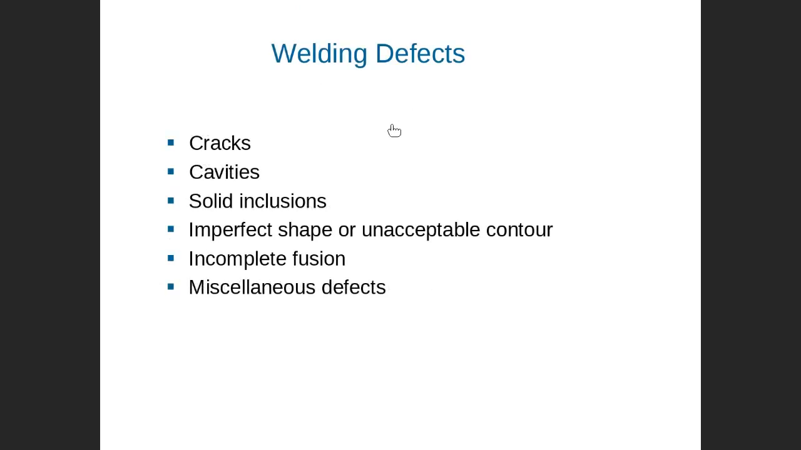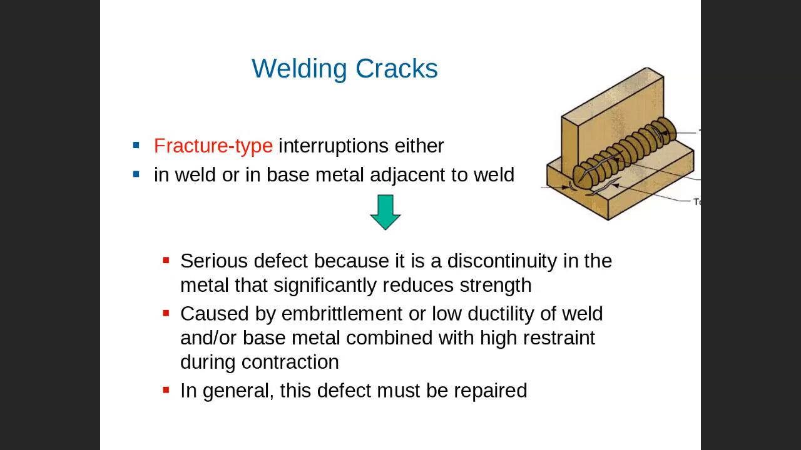What defects could happen in welding? The defects, based on the International Welding Association, are crack, cavity, solid inclusion, imperfect shape, incomplete weld, incomplete fusion, and miscellaneous defects. These are the types of defects that could happen in welding. Let's start one by one and see these different types of defects.